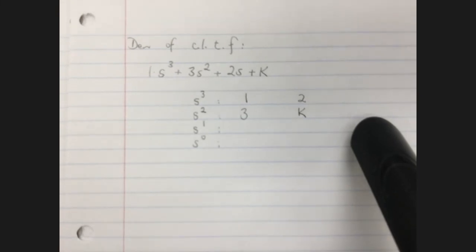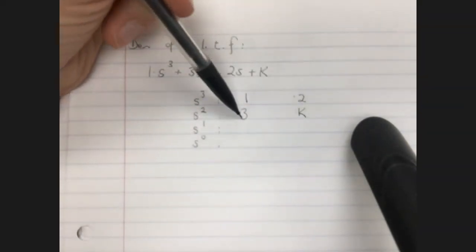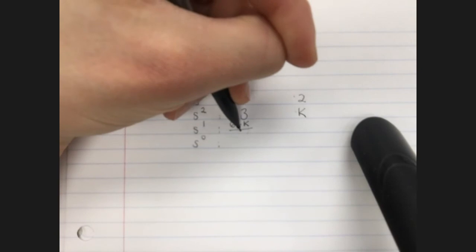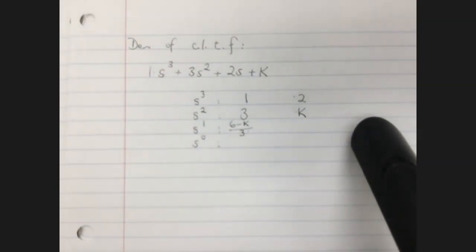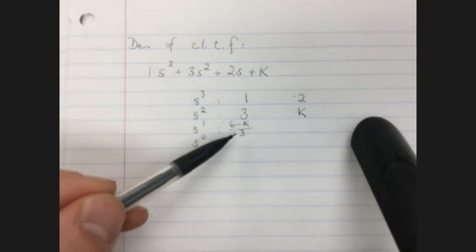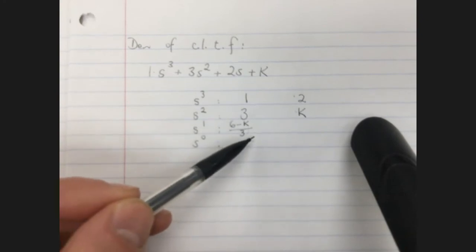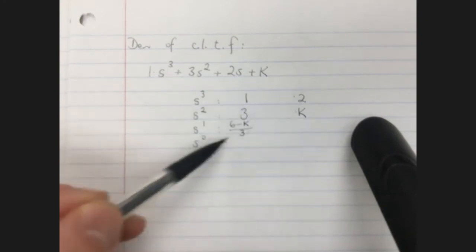And then for this one, I would do this times this minus this times this over this. So I would do 6 minus k over 3. Then for this, there's nothing because I've got nothing to the right of it. And for this one, I would do this number times k minus 0 times 3 over this number. So this times k over this, which this cancels and I get k.